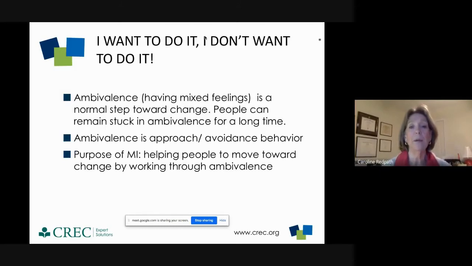Basically, it's I want to do it, I don't want to do it. The ambivalence in motivational interviewing is seen as a normal step towards change. We don't see ambivalence as being something that is a negative. It's just what we all go through. In behavior analytic terms, think of it as approach avoidance behavior. And the purpose of the motivational interviewing is helping them move towards change by working through ambivalence. And we're going to use it to get them to give their reasons why change should happen.